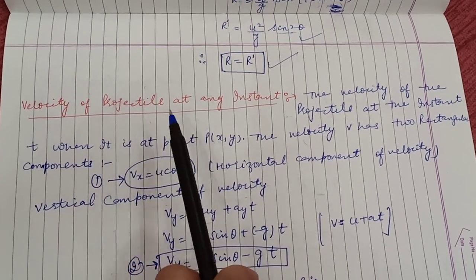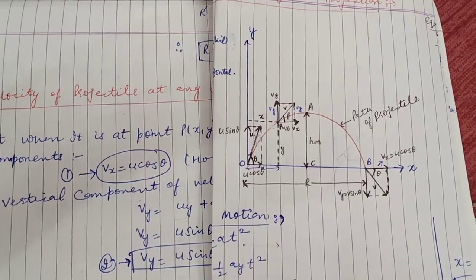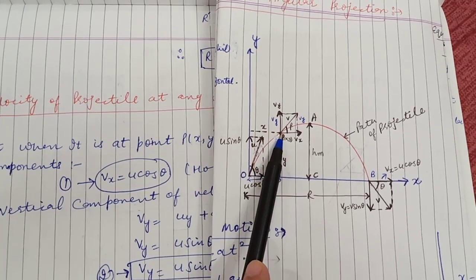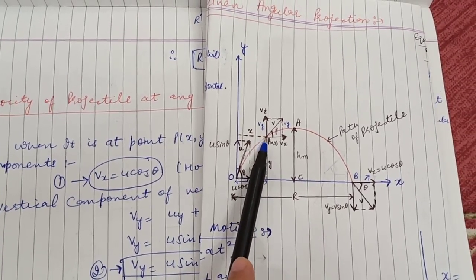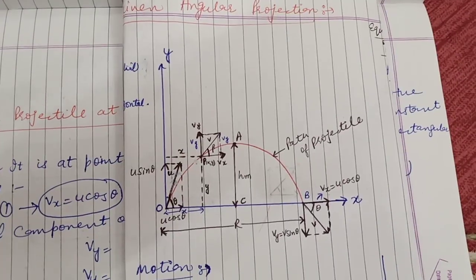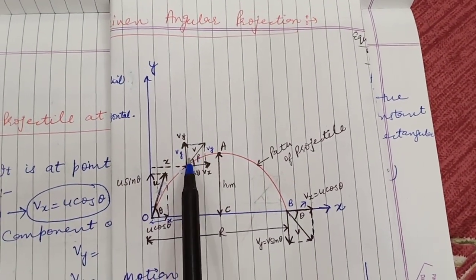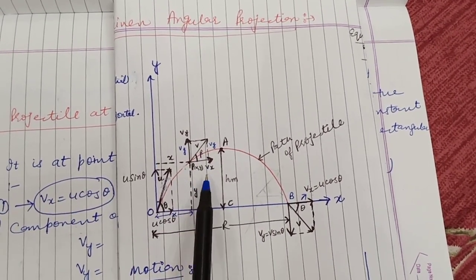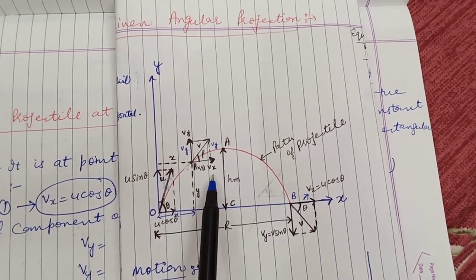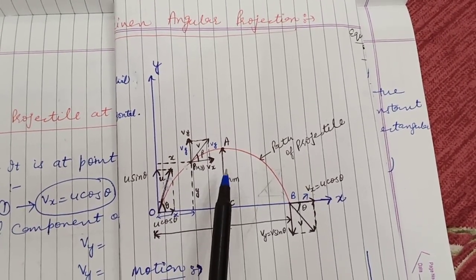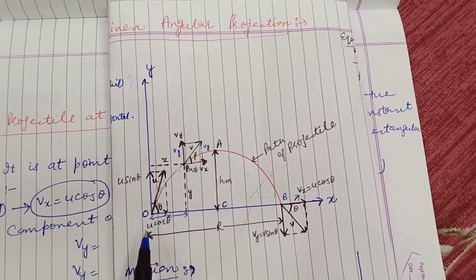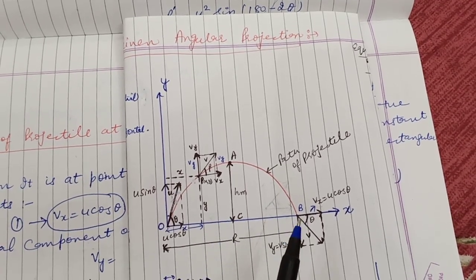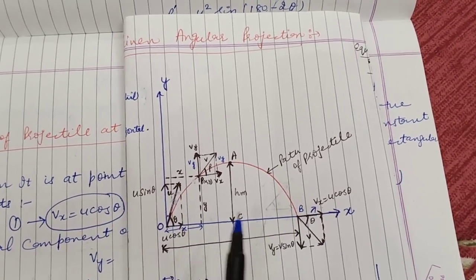Next is the velocity of the projectile at any instant. Let us suppose we want to find out the velocity of the projectile at any instant of time t at point P. So here V represents the resultant velocity, and this velocity has two rectangular components. One is Vx, which represents the horizontal component of the velocity, and the value of Vx is again u cos theta, because we know the horizontal component of velocity remains constant throughout the motion.